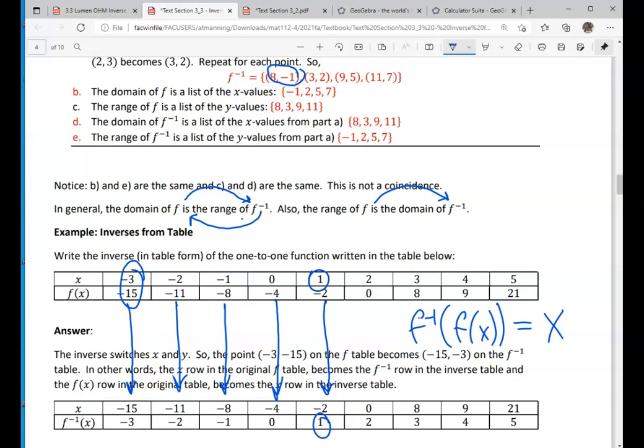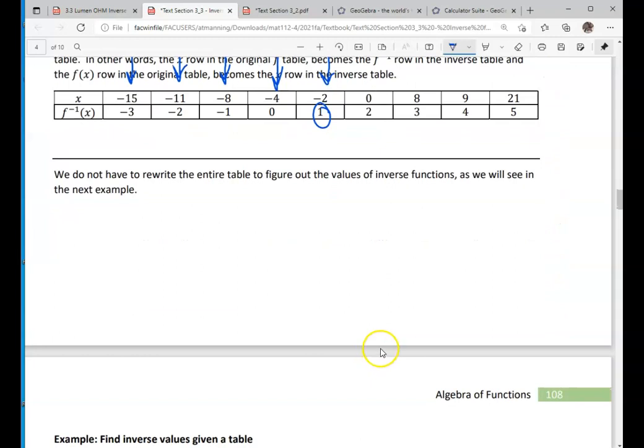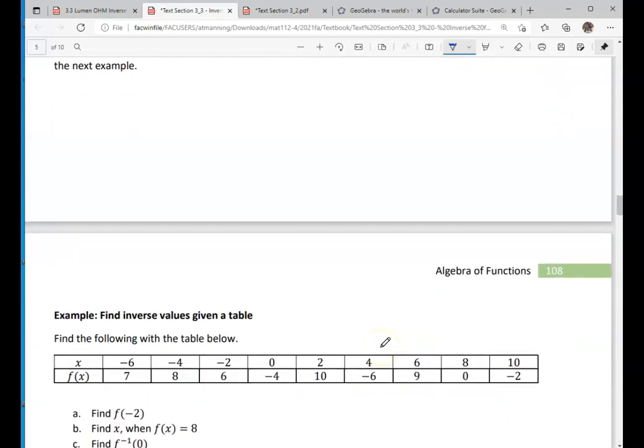If they want you to give it as a chart, real easy, just reverse x and y, or x and f inverse of x. So basically you're just switching the two rows around when you're looking for the inverse, given a table. All right, now we're going to get close to doing a little bit of algebra soon here.